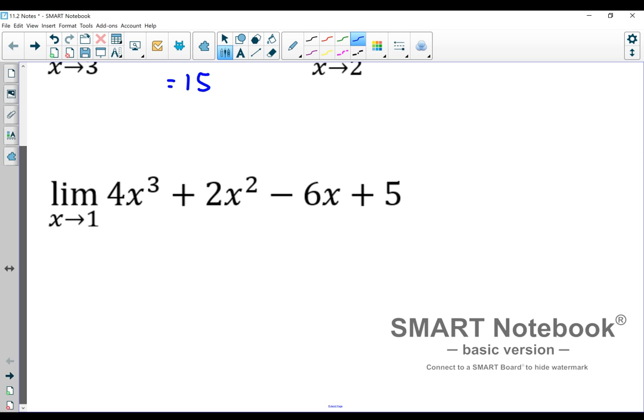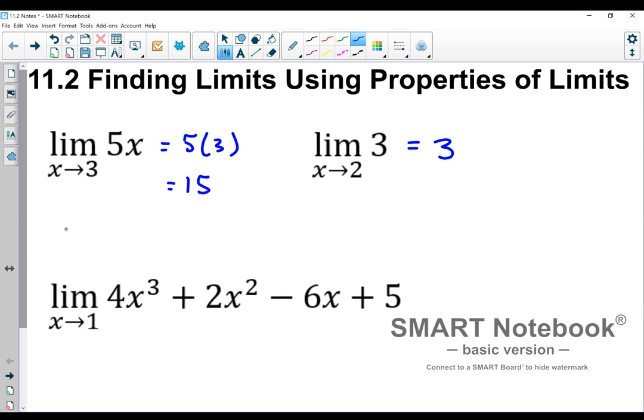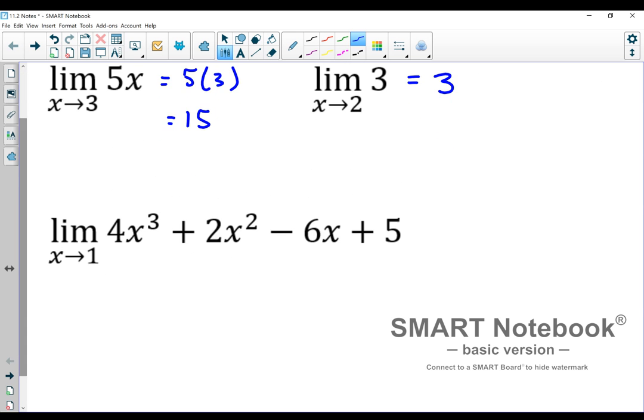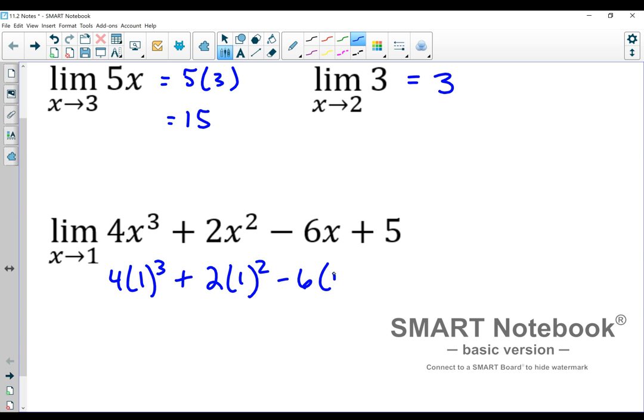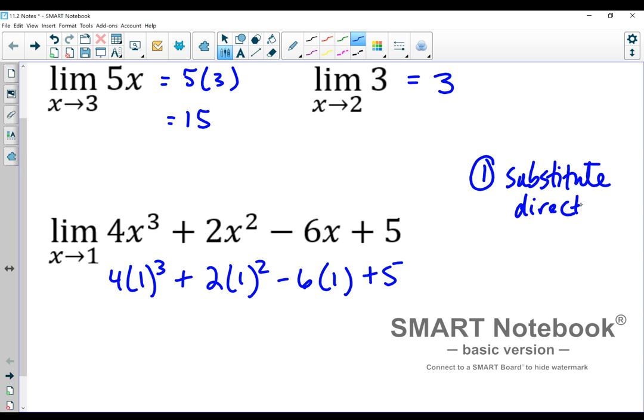On the last one, we want to know what happens with the limit as x goes to 1 of this function. So I'm going to directly substitute 1. So if we can just substitute, we should substitute directly. So that is our first option that we want to use, is to substitute directly. And it won't always work, but sometimes it works. And when it does work, it's really easy.